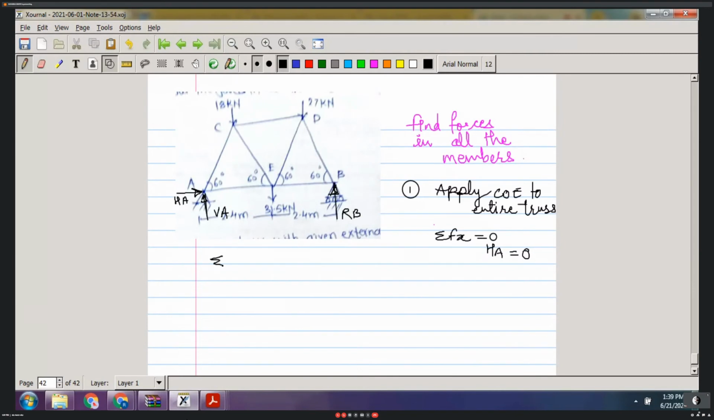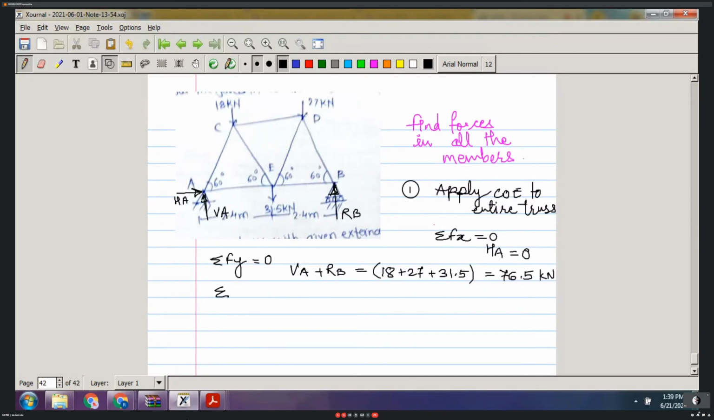I will go for the second equation, summation Fy is equal to 0. This will give me VA upward plus RB upward will be equal to all these downward forces, which I will take with plus sign on the right hand side. So it will be 18 plus 27 plus 31.5. Can you tell me what sum you are getting? 76.5.